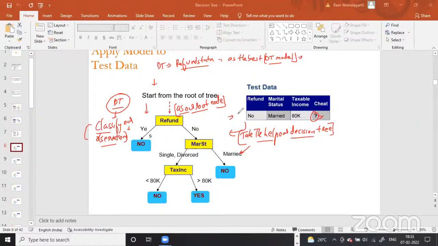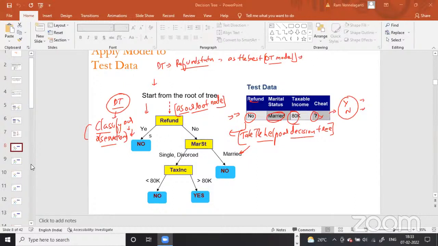So study what our observation is first. Income tax refund status is no, so this person is not getting any income tax refund. Marital status is married. Taxable income is $80,000. Now find out whether this person is a fraudulent person or not. So follow this decision tree.